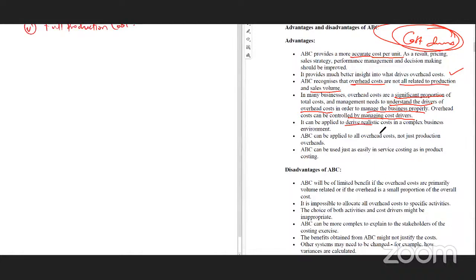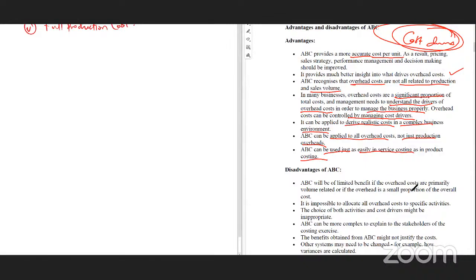Now, it can be applied to derive realistic costs in a complex business environment, like where you use robots and analytics. It can be applied to all overhead costs, not just production overheads, right? And ABC can be used just as easily in service costing as in product costing, right? Unlike traditional costing. So the advantages of ABC become the disadvantages of traditional costing. Do you guys get it now? So let's look at the disadvantages.